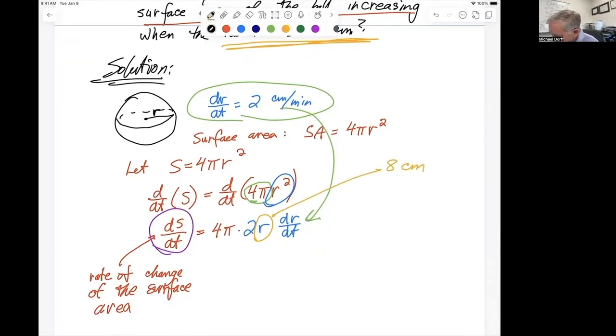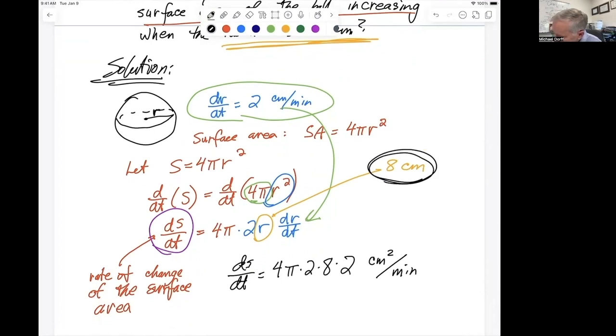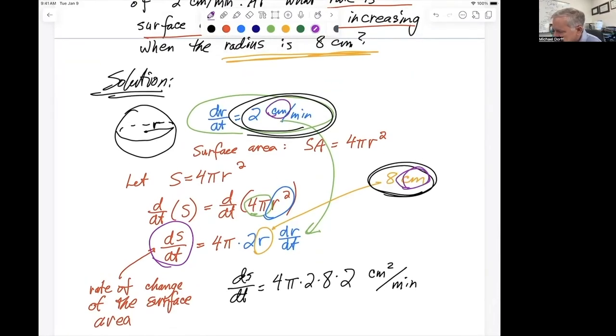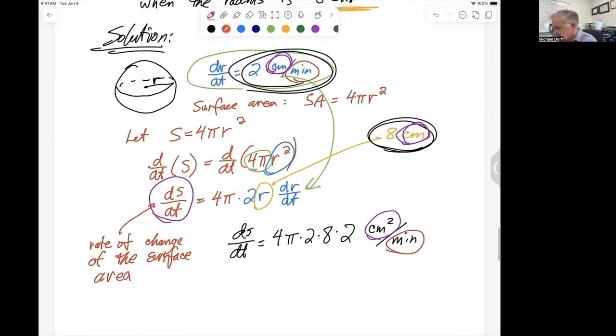So taking all those things together, we get dS/dt equals 4 times pi times 2 times 8 times 2. And what are going to be my units here? This is surface area, so it's going to be centimeters squared per minute. I can also see that because I have 8 centimeters and I have 2 centimeters per minute. So I have a centimeter and a centimeter multiplied in the top, which gives me a centimeter squared, and I still keep a minute in the bottom.